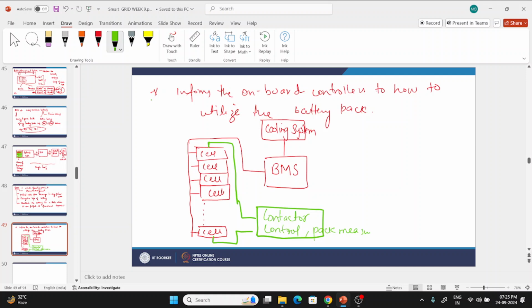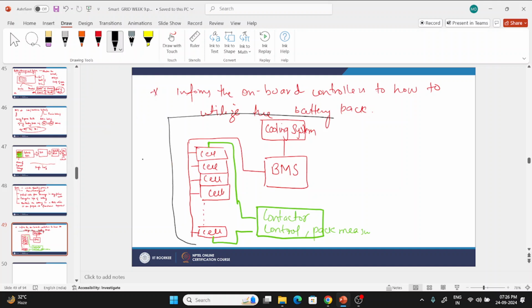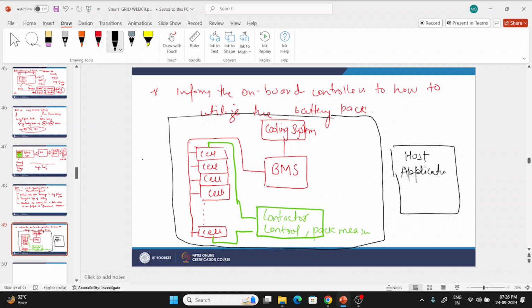Okay, so all these things are there, and this is all inside like this. There is a host application controller, which we can call the onboard controller, which is connected to this BMS. So this is a schematic of a battery management system.